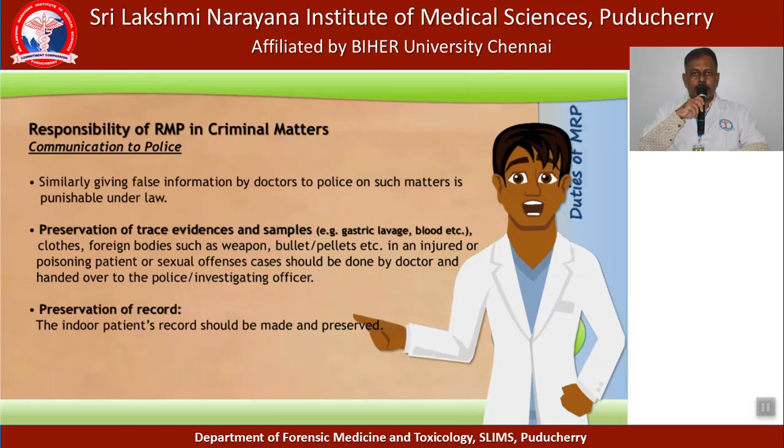Similarly, giving false information by a doctor to the police is punishable under law. So in a poison case, collect the gastric lavage sample, stomach wash sample, vomitus, and a blood sample. You have to collect the sample first, collect the poison, then start treatment, remove and discard it, and save the life. Which poison has been consumed at the beginning will guide the investigating officer.